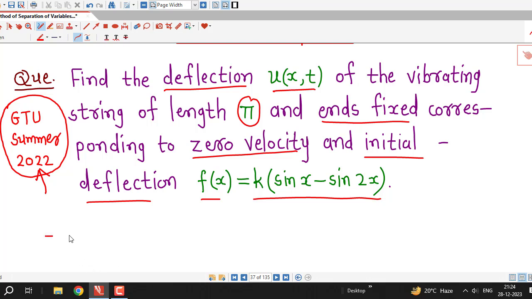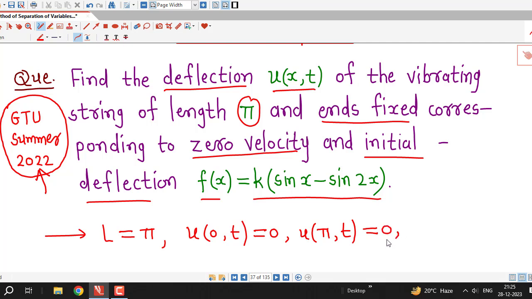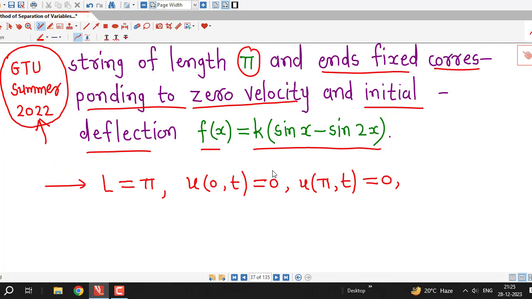Here it is given that length of the string is L equal to pi, and it is given that ends are fixed. So we have boundary conditions that at x equal to 0 deflection is 0, and at x equal to pi deflection is also 0. That is, two ends are fixed at x equal to 0 and at x equal to pi, and it is given that velocity is 0 and initial deflection is f(x) equal to k times (sin x minus sin 2x).